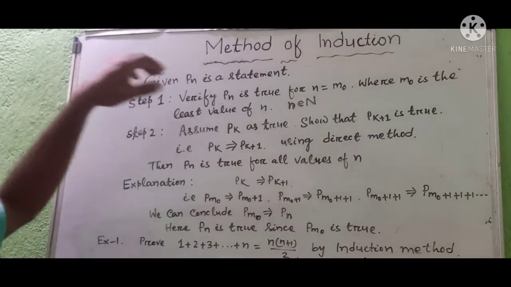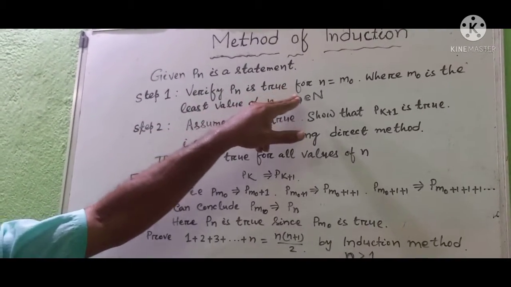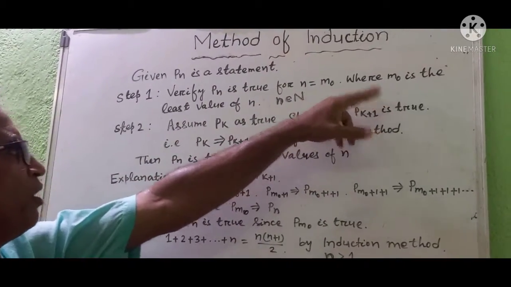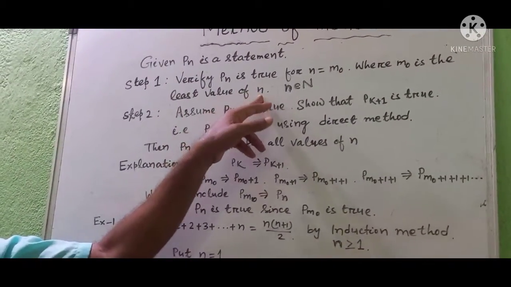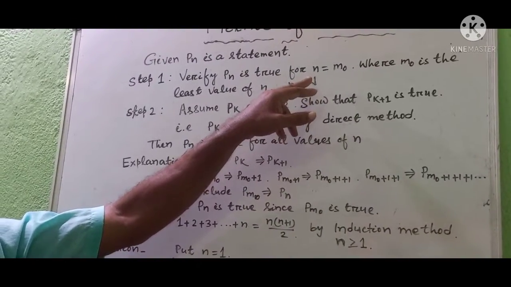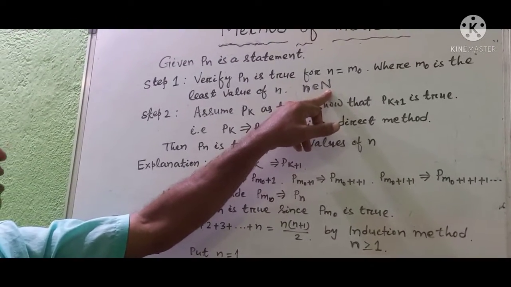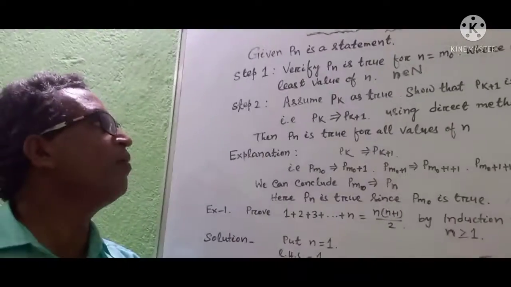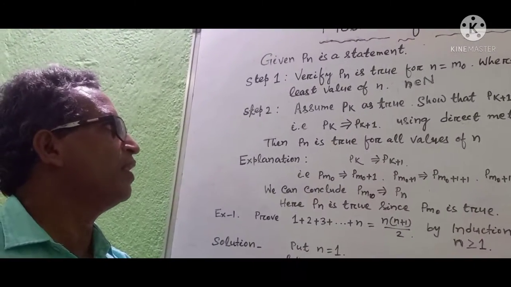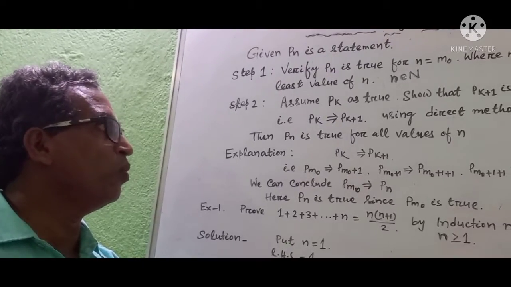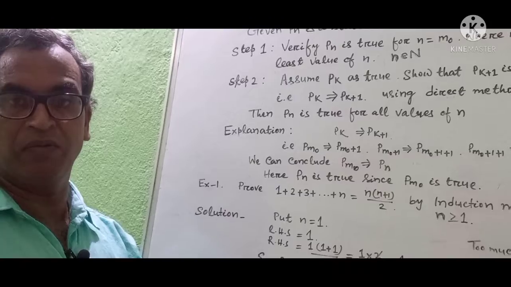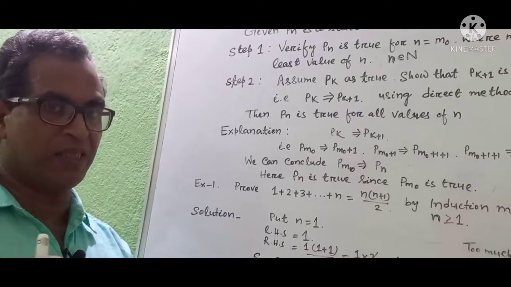Step 1, verify Pn is true for n equal to m0, where m0 is the least value of n belonging to the natural number set. First, you will have to confirm whether Pn is true for n equal to the least value of the natural number set.